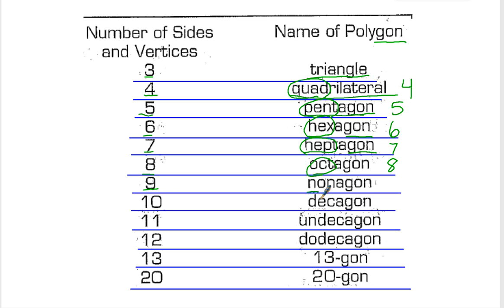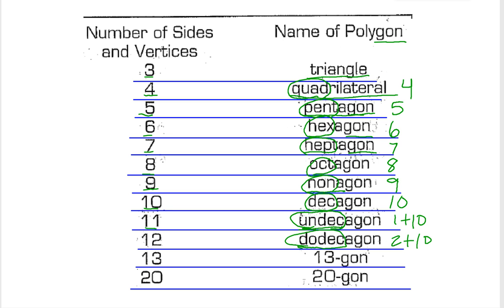9 is a nonagon, because non means 9. 10 is a decagon, because dec means 10. 11 is an undecagon, which basically is saying it's 1 plus 10. We have un, which is 1, plus dec, which was 10. A dodecagon is 12, and it's kind of like do, which is 2, plus dec, which is 10, to get 12, dodecagon. Any shape with more than 12 sides is named by the number of sides.